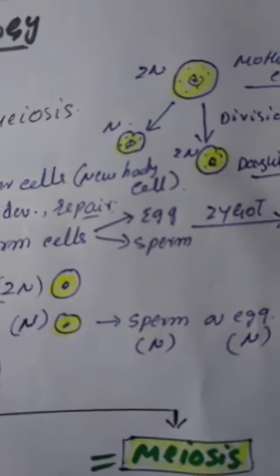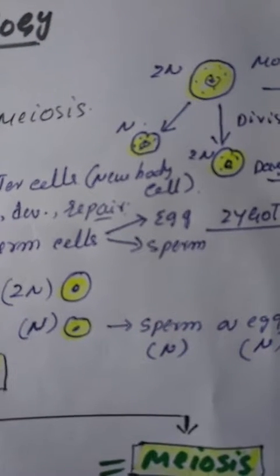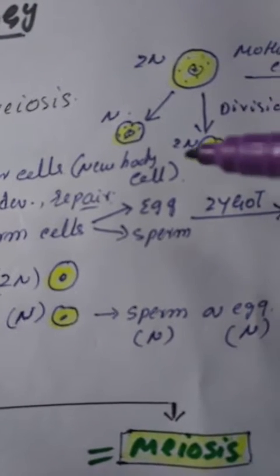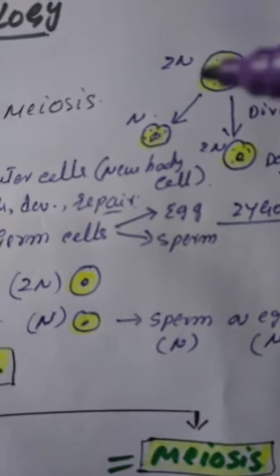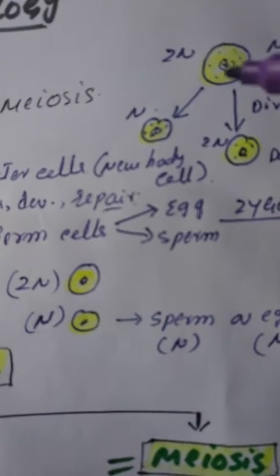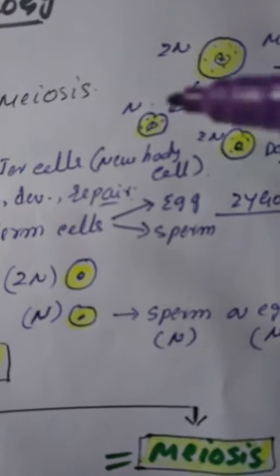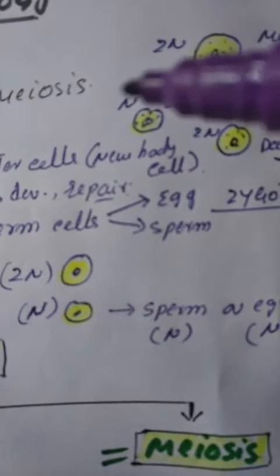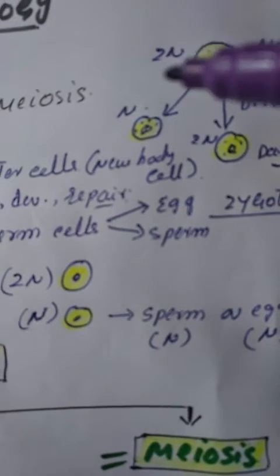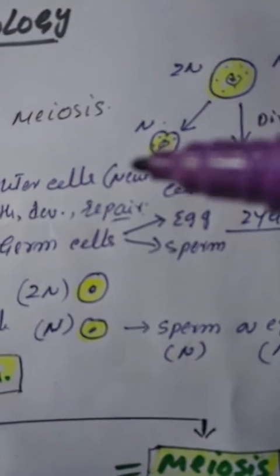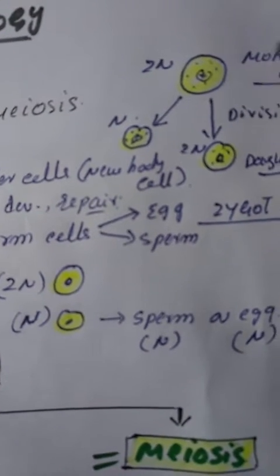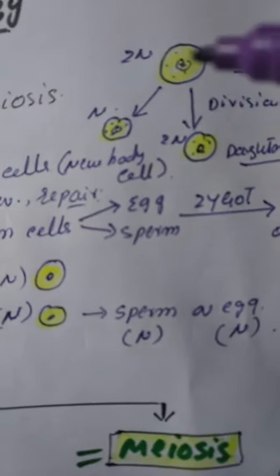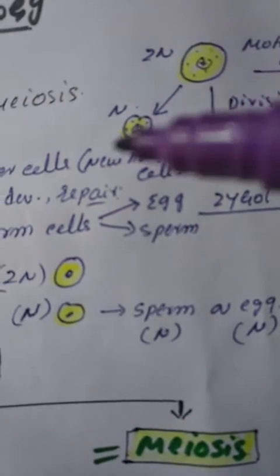In mitosis we saw that the diploid mother cell produces identical daughter cells which are also diploid, while in meiosis a diploid mother cell produces haploid daughter cells, which are also called gametes. The haploid set of chromosomes is denoted by N, whereas the diploid set of chromosomes is denoted by 2N, wherein N is the number of chromosomes. So in mitosis the daughter cells are also diploid as that of the parent cell, while in meiosis the daughter cells are haploid.